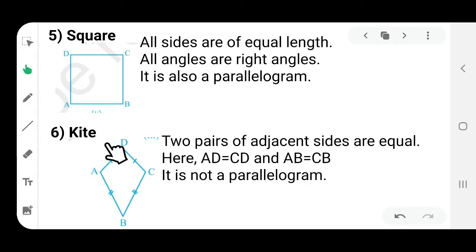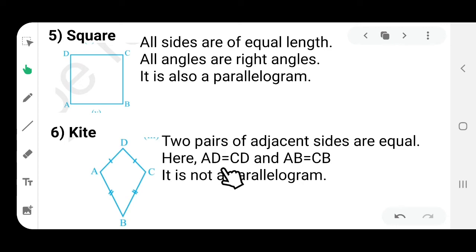Then the last type of quadrilateral is kite. Two pairs of adjacent sides are equal. Adjacent मतलब opposite नहीं, बाजू वाला side. अगर दो sides जो adjacent है एक दूसरे से, वो दोनों की length equal हो, जैसे कि यहाँ पे ये AD and DC, they are adjacent to each other. They are sharing a common vertex. They are adjacent to each other.